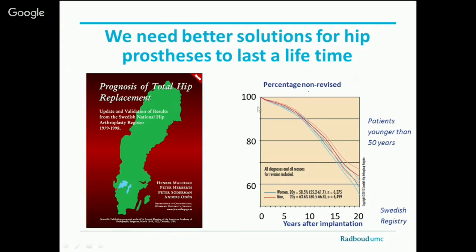And what we see here is the percentage of non-revised components. After 20 years, we see a survival of, let's say, 65%. This is the survival of patients younger than 50 years. So for young patients, we have 65% after 20 years, and that is not good enough. For older patients, we have a solution. But for the younger patients, we need better solutions, and maybe that is something that you all can work on. Thank you very much.